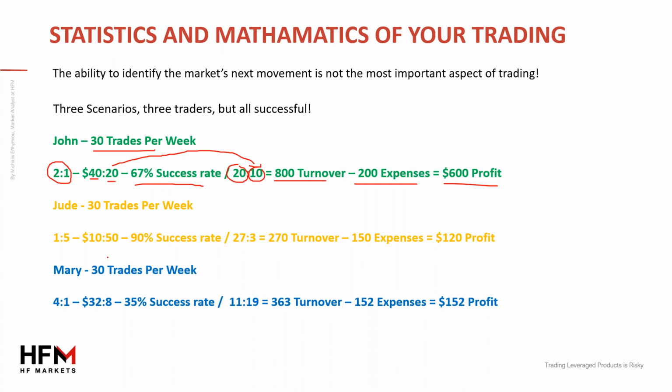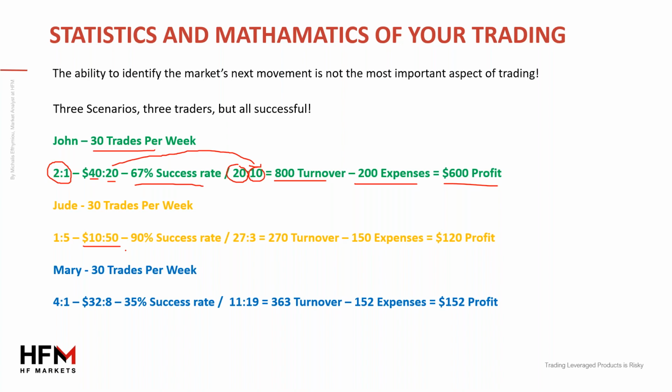Let's look at Jude. Jude is the exact opposite. He has a negative reward to risk ratio. So per trade, he's risking a lot. He's risking $50, and he's looking to earn 5 times less. So he has a negative reward to risk ratio, a reward to risk ratio of 1 to 5. But because he's given the market more space, time, he has a high success rate.